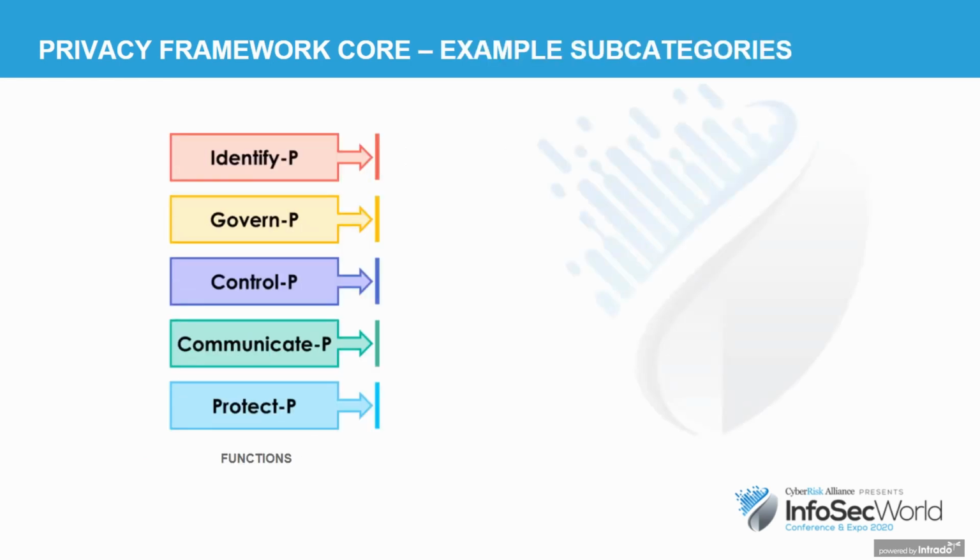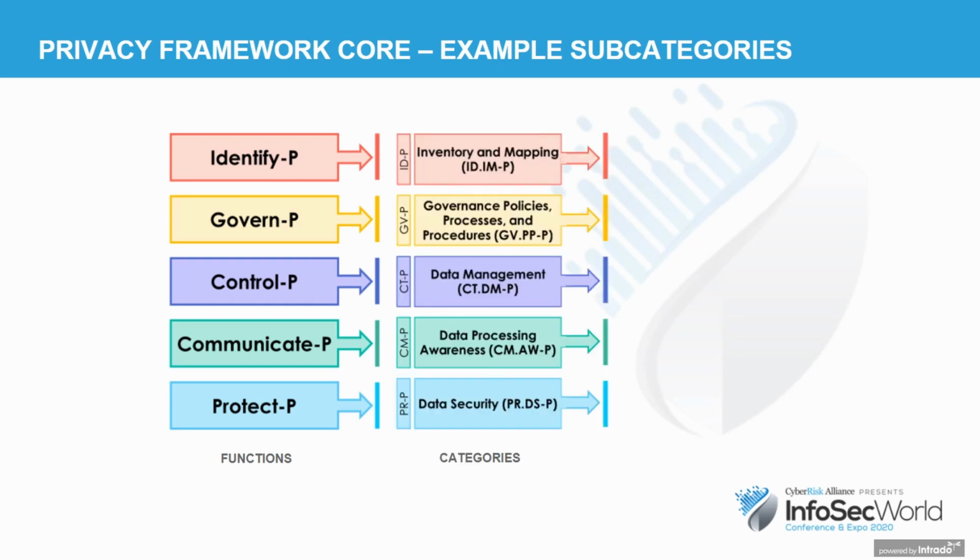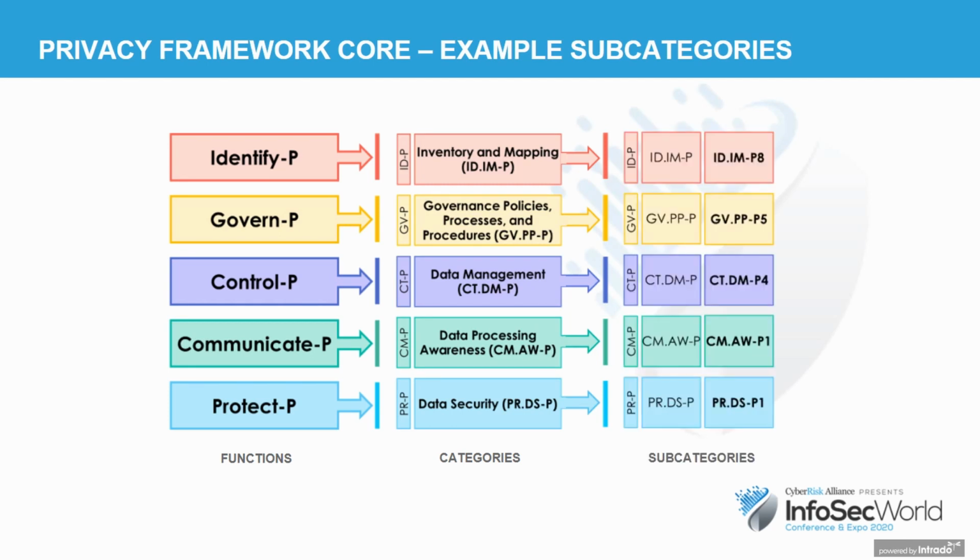So next, just to highlight a little bit more on that hierarchical structure where we have the 5 functions here on the left that are broken down into the categories. There are actually 18 categories in the privacy framework. Here's just a preview of a selection of one from each of those functions. And then the subcategories within those categories, of which there are 99 across the model.